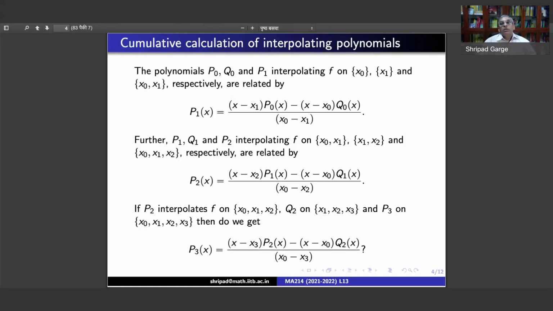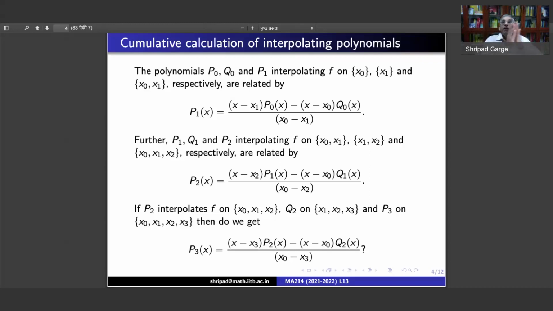I have one more possible proof to see this. What happens is that the right hand side is given by some polynomial upon a real number. x0 and x3 are distinct numbers. Therefore, x0 minus x3 is non-zero, and there is no problem in dividing by that. So you have (x minus x3) into P2 minus (x minus x0) into Q2. So you have some polynomial, and you are dividing that polynomial by a real number. So in the end, you are getting some polynomial.